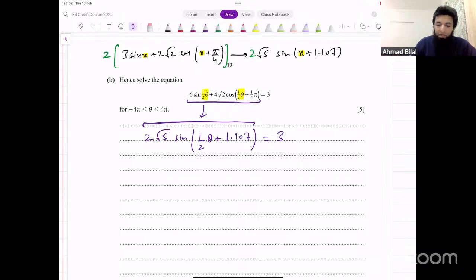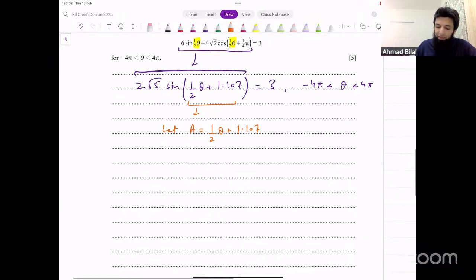All right, good. So now that we have this form, the question says theta is between minus 4 pi and plus 4 pi, right? How do we solve this now? We use a substitution. We can say let this thing be something else. So let's say let a equals half theta plus 1.107, so that the equation becomes 2 under root 5 into sine of a equals 3. Now we also have to adjust the interval accordingly.